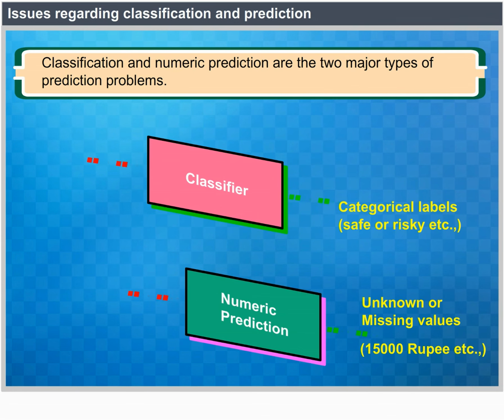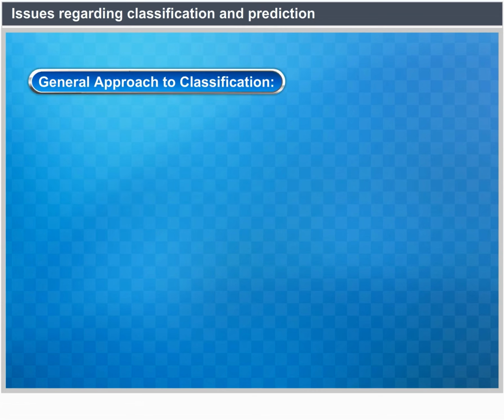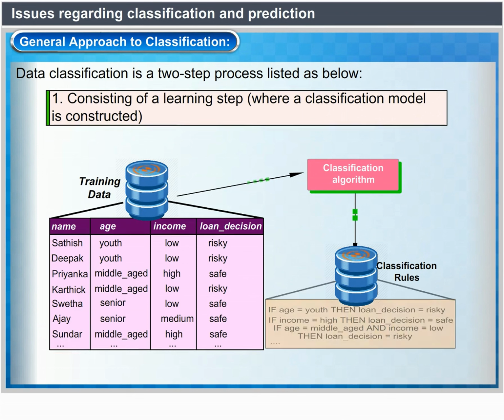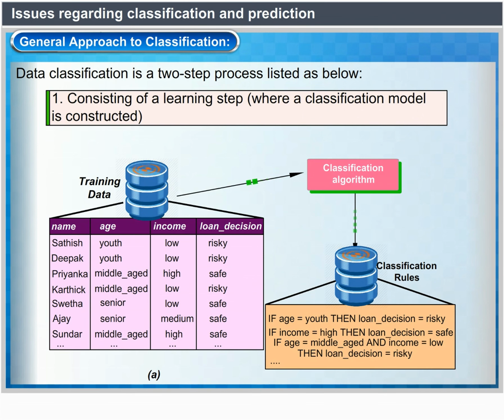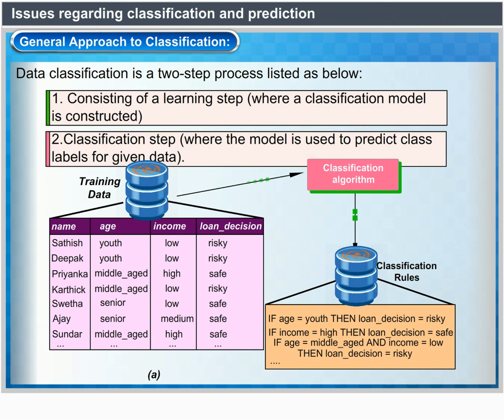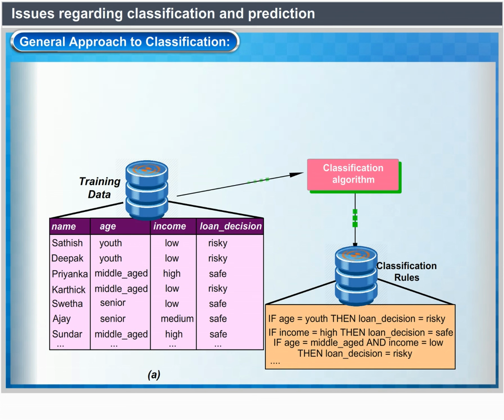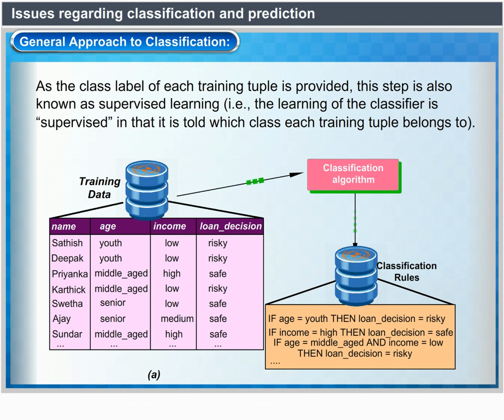General approach to classification. Data classification is a two-step process consisting of a learning step where a classification model is constructed and a classification step where the model is used to predict class labels for given data. A classifier is built describing a predetermined set of data classes or concepts. This is the learning step or training phase, where a classification algorithm builds a classifier by analyzing or learning from a training set made up of database tuples and their associated class labels.